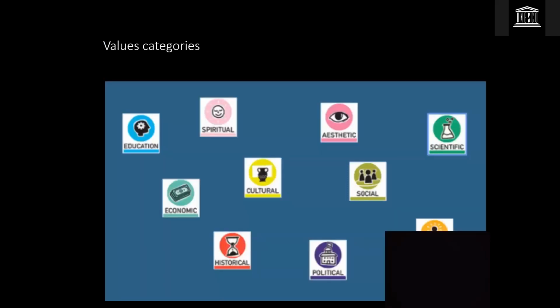So we take the OUV statement and distill the values out of the description. Sometimes it's useful to list the values under broad categories, such as we can see on the screen, and to try and identify which are present in the OUV statement.